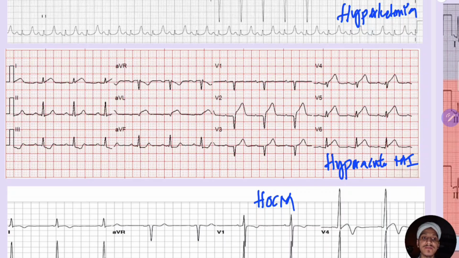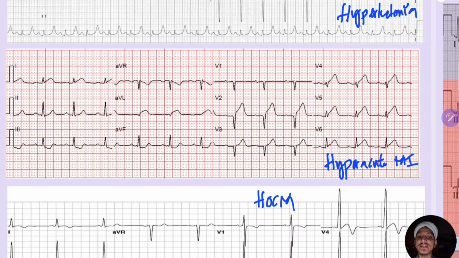So there is poor R wave progression definitely here, and the RR intervals are regular. P waves are present, so it is sinus rhythm, and the heart rate is approximately 100 to 110 per minute. Okay, if you calculate. So that's about this ECG. So this ECG is anteroseptal hyperacute MI. Okay, and the other is hyperkalemia with previous anteroseptal MI, which is confirmed by the QS pattern and absence of poor R wave progression.